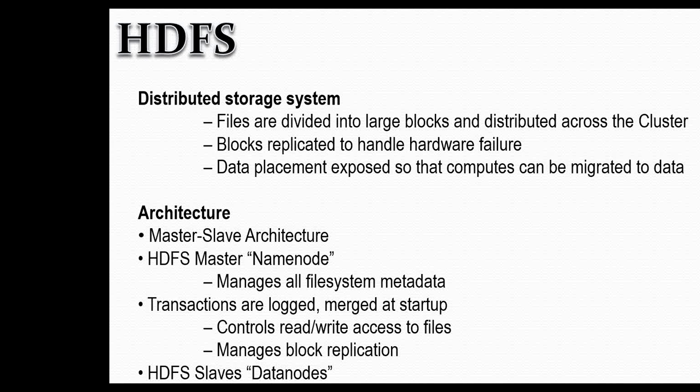The master node is responsible for managing all the files and assigning tasks to the slave nodes. The name node is responsible for managing all the file system metadata, where the transactions are logged and merged at startup. It controls read-write access to files, manages block replications, and assigns tasks to data nodes. The slave nodes are called data nodes, which notify the name node about the block IDs that they have. They serve read-write requests from clients and perform the replication tasks as instructed by the name node.